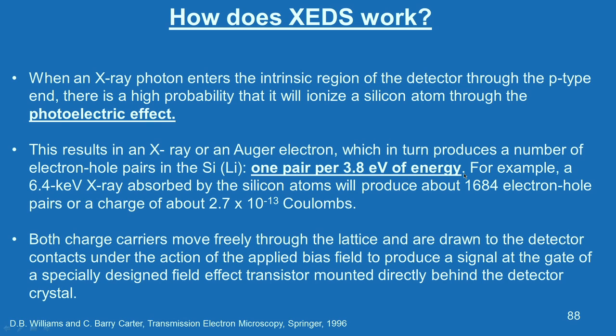3.8 electron volts of energy, that is the quantification here. For example, a 6.4 kilo electron volt X-ray absorbed by the silicon atoms will produce about 1684 electron hole pairs, or a charge of about 2.7 x 10^-13 coulombs. Both charge carriers move freely through the lattice and are drawn to the detector contacts under the action of the applied bias field to produce a signal at the gate of a specially designed field effect transistor, that is FET, mounted directly behind the detector's crystal.